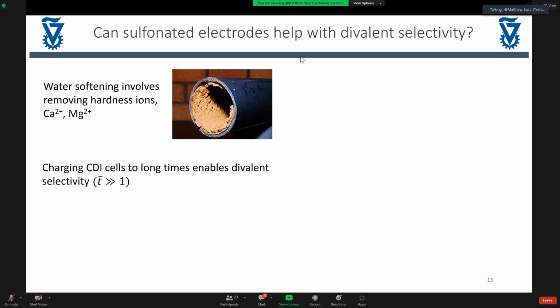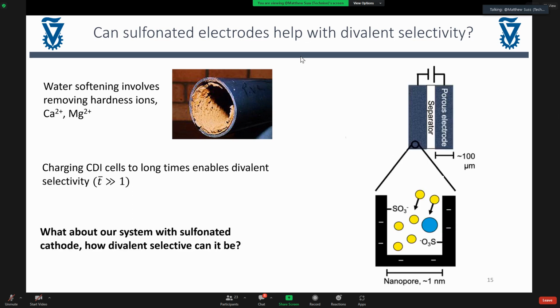So, what we know is that if you charge to short times, you're monovalent selective. That's what we did in the previous project. But if you keep it going for longer times, you eventually switch to divalent selectivity. So if you charge for very long times, you exchange ions and you become divalent selective. And so the idea is we had this sulfonated electrode. It's an electrostatic effect of divalent selectivity. So we have these negative charge surface groups in the negatively charged electrode. So we have a lot of negative charges there, chemical and electrical. And since it's very charged, we thought, maybe the divalent selectivity could be improved if we charge to long times now instead of short times.